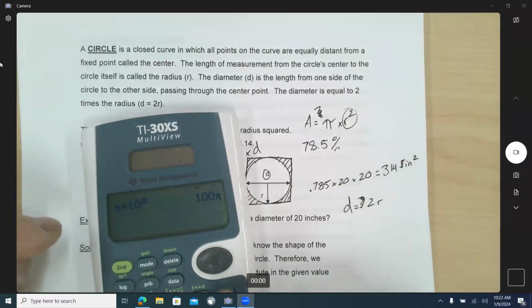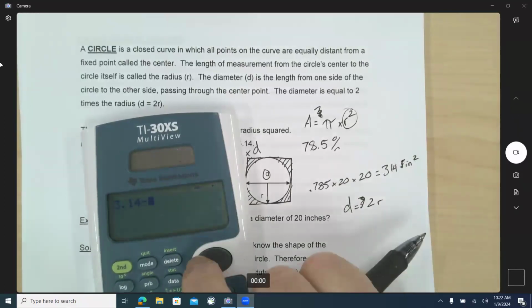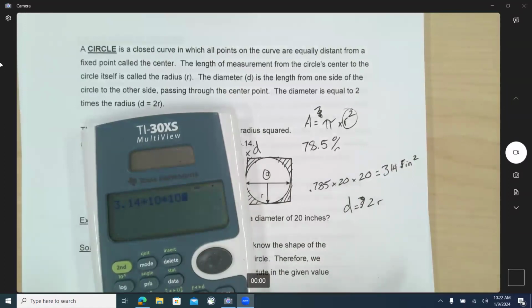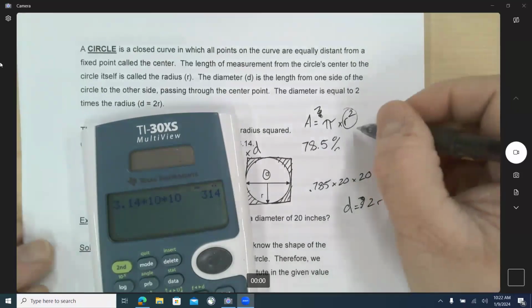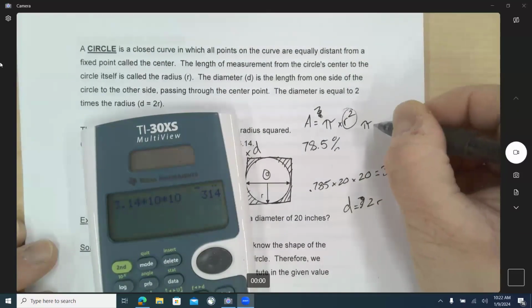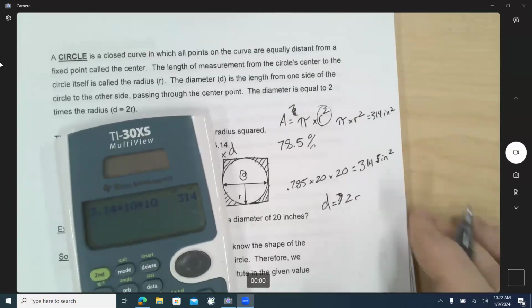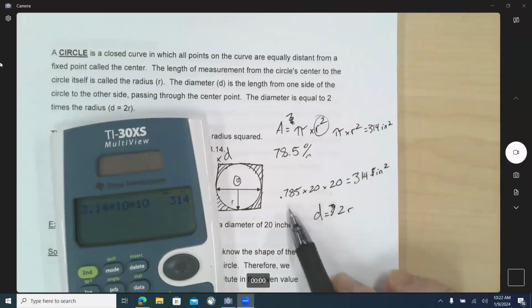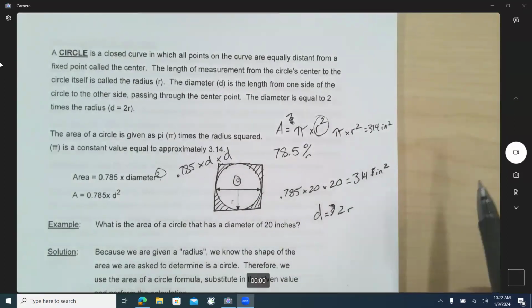100. Because 10 squared, well, pi is 3.14 times the radius, 314 square inches. So even doing pi times r squared still gets you 314 inches squared. You get the same answer. So I will always, and moving forward, use diameter. 0.785 times diameter squared, okay?